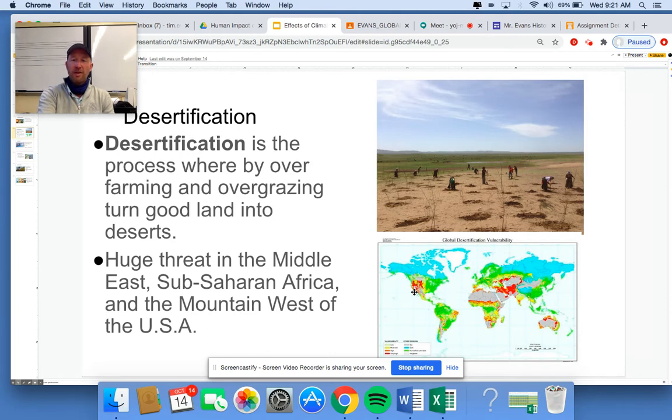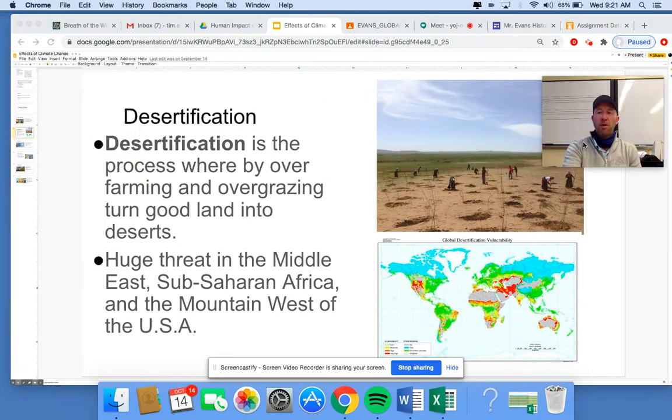And the western part of the United States. One of the reasons we saw so many forest fires and wildfires is that land is becoming so dry. So desertification is a big, huge problem facing many countries.